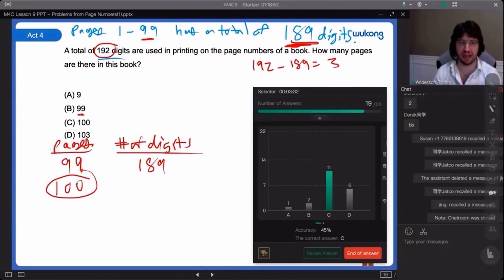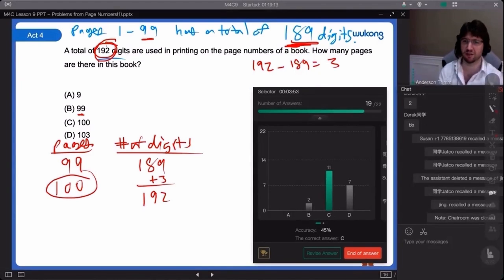So you just add 3 more to 189, and what does that give you? 192. All right, so would you like to go with 103 or change that? I'll change it. Good idea. Yes. So we see that 100 pages would give us 192. Just 3 more, right, from that last page with the 100. All right. Good job working that out.